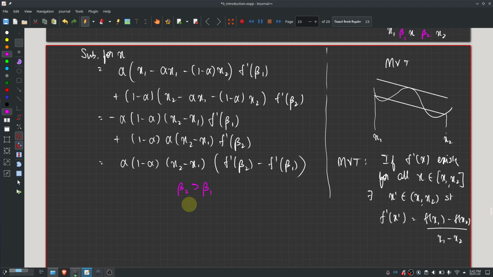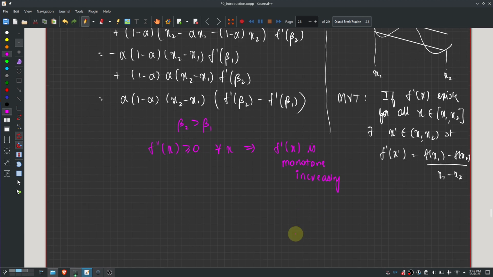Yes, so the double derivative is always greater than or equal to 0. So what can you say about the derivative? It's an increasing function, right? So if the second derivative of f is greater than or equal to 0 for all x, this implies that f prime of x is increasing. Or to be more precise, non-decreasing.